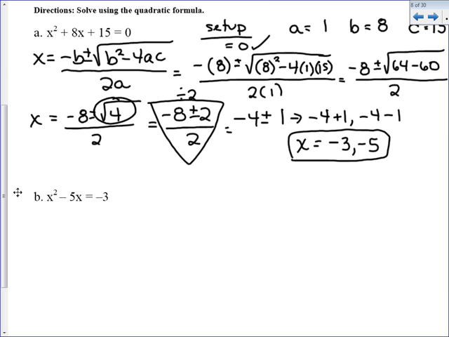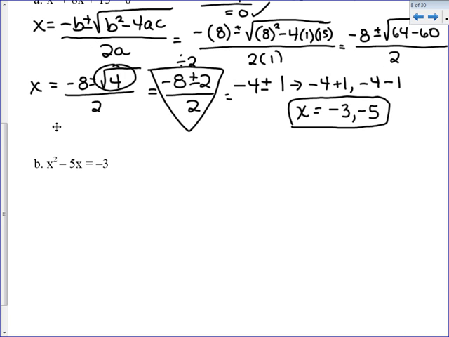All right, for B, directions say solve using the quadratic formula, which means you have to use the quadratic formula if you want credit for this. So the first thing we should always be concerned with is setup. The setup to use the quadratic formula is simply that it must be equal to 0. So I don't have my setup for this problem.